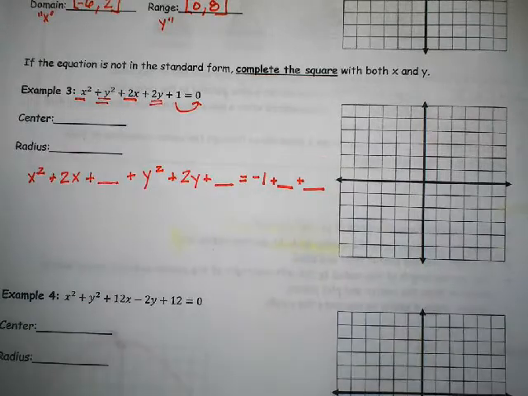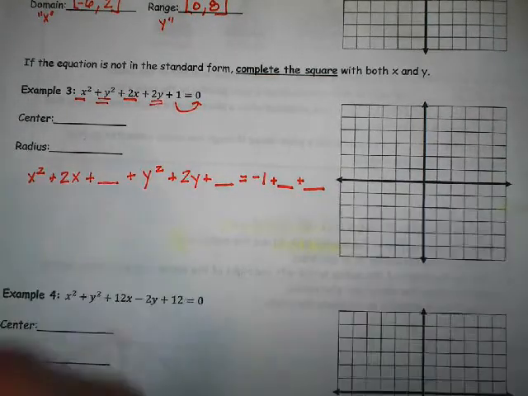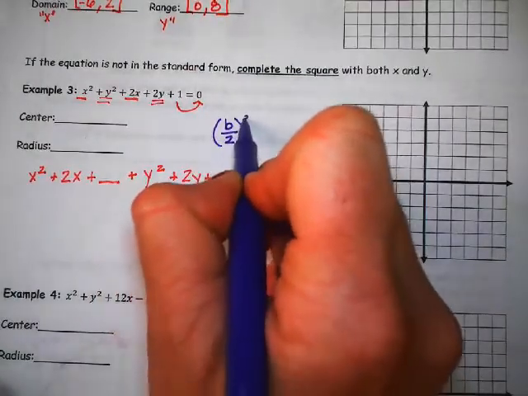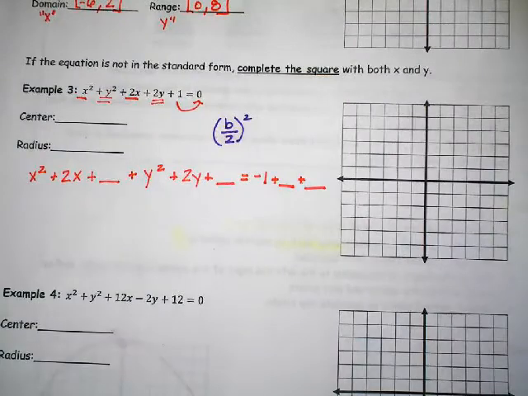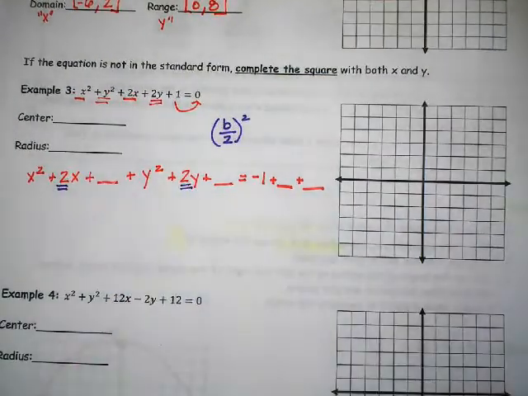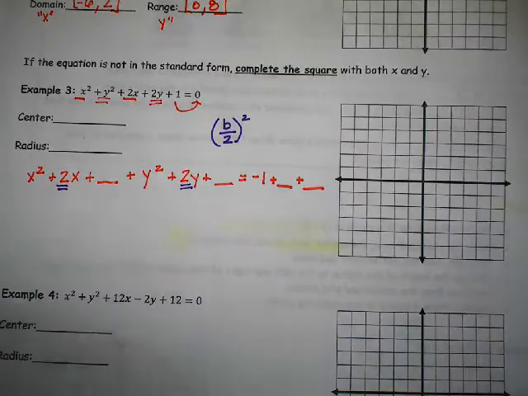So to figure out how to complete the square, just a little reminder of how we do that. It is always b divided by 2, squared. B is the number that's in front of x or in front of y. Those things that I just underlined are b.